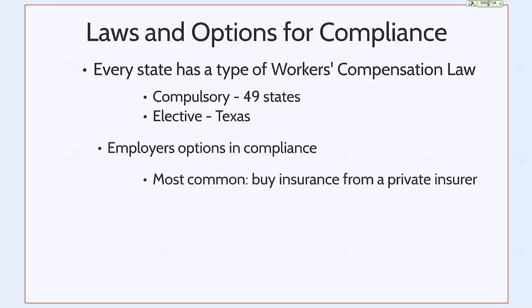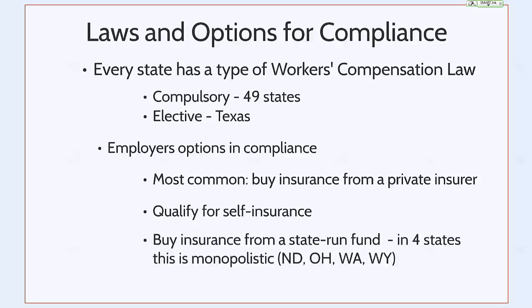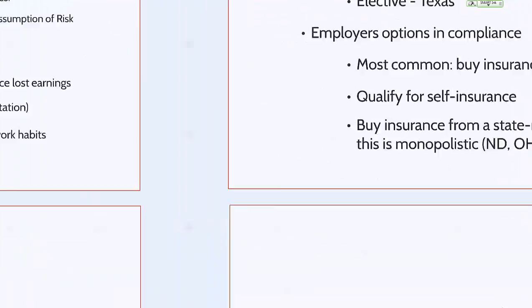The most common is to buy insurance from a private insurer, but they might also qualify for self-insurance. They have to prove that they're large enough to self-insure and that they have someone who can administer the self-insurance plan. They can also, in some states, buy insurance from a state-run fund instead of the private insurance industry. And in 4 states, there is no private insurance. In North Dakota, Ohio, Washington, and Wyoming, there is a monopolistic state fund.